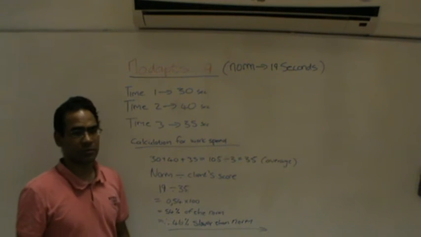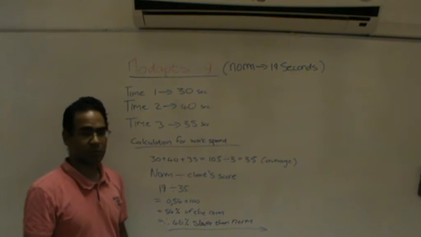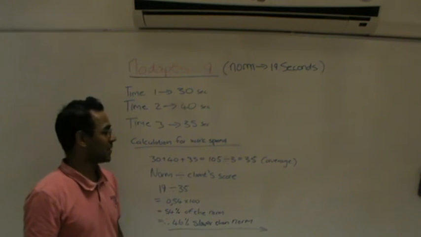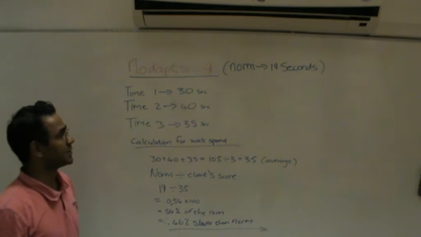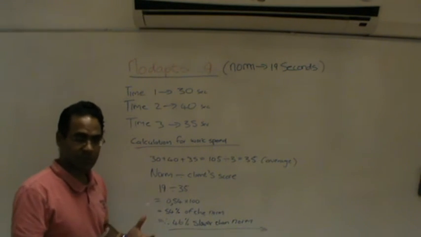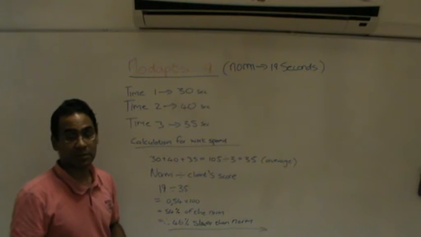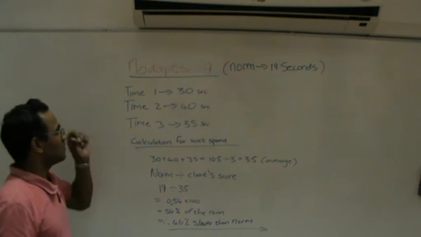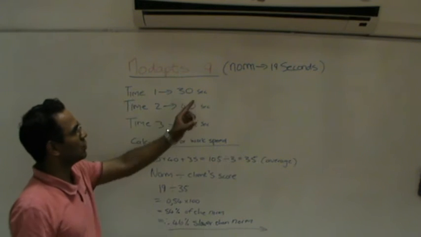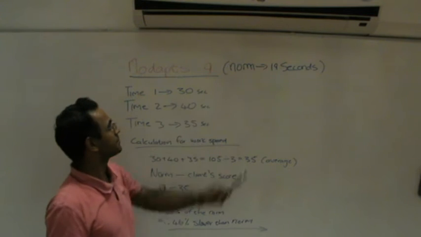I'm going to demonstrate to you how to interpret the scores that you have just obtained from your client during the MODAPTS 9 and MODAPTS 10 trial. So this calculation on the board is basically just a simple way of you getting this calculation, especially if you need to write it in a medical legal report. So this calculation is from MODAPTS 9. You remember that the norm for MODAPTS 9 is 19 seconds over here.